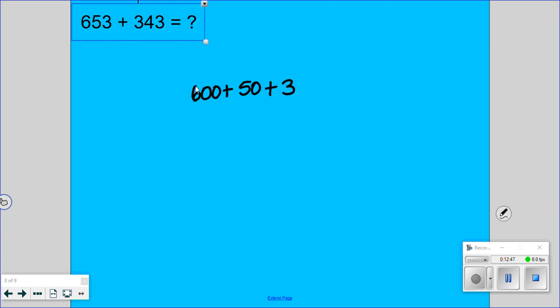One thing that is helpful when you're solving with expanded form, it's sometimes easier if you stack them and line up the like values. So I'm going to line up my ones right on top of each other. I'm going to line up my tens right on top of each other. So now I'm going to expand the next number.